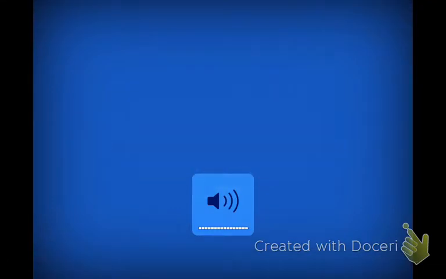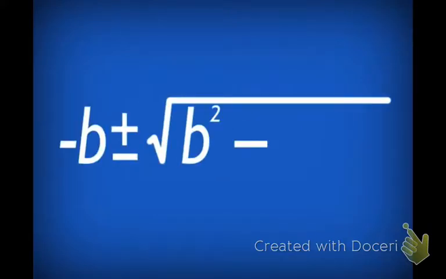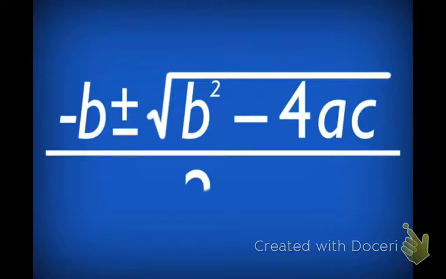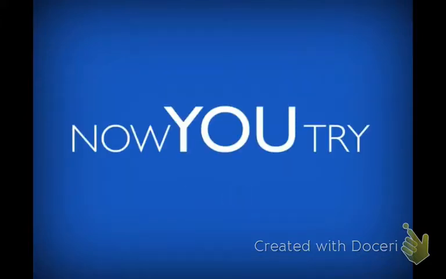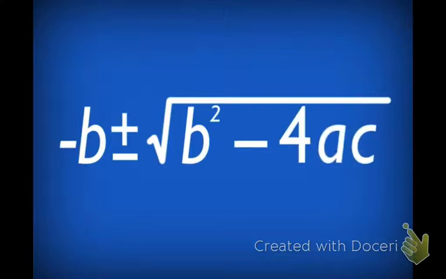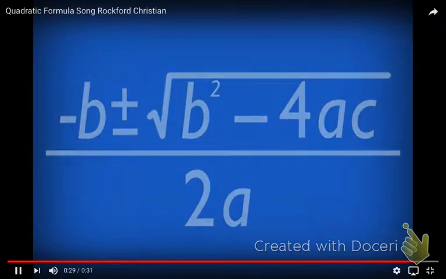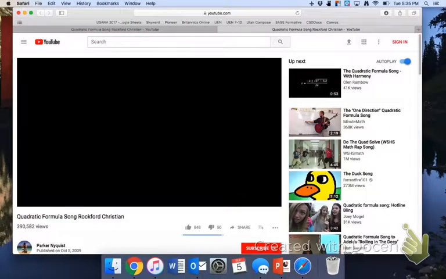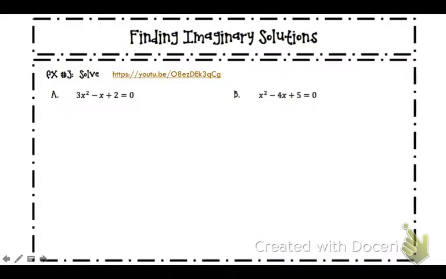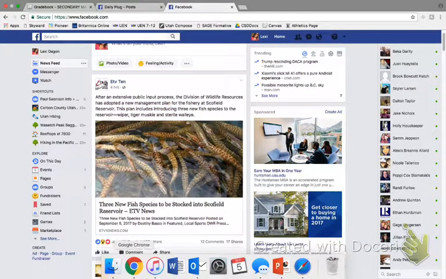The quadratic formula is negative b plus or minus the square root of b squared minus 4ac all over 2a. Now you try. The quadratic formula is negative b plus or minus the square root of b squared minus 4ac all over 2a. Okay, obviously that's just a silly way to remember it, but it's a pretty easy way to remember it also. Ah! Stop. What's happening? Sorry.